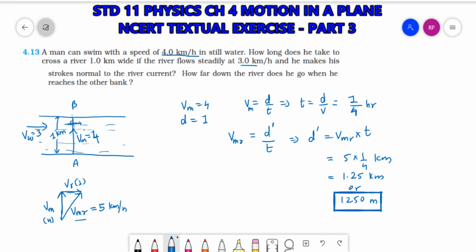The reason is the man is moving in this direction, but due to the river flow, he will be moving in this direction. So this is the actual distance covered. Okay, let me use red color. The red color part is the actual distance covered, that is 1250 meter. Clear? So this was about 4.13. So just note it down.